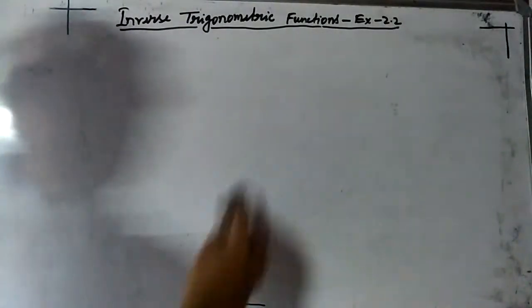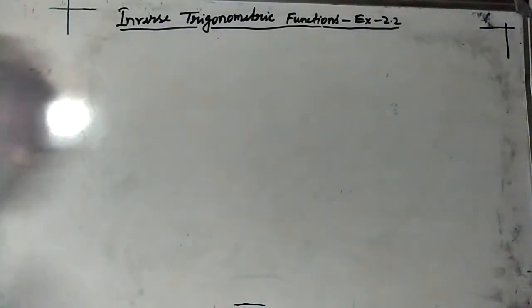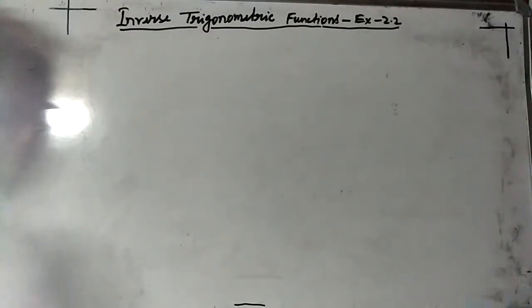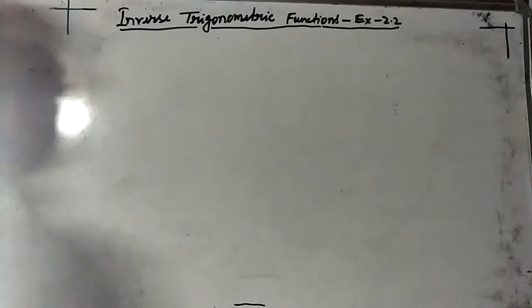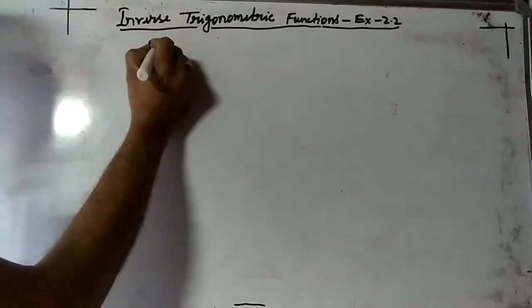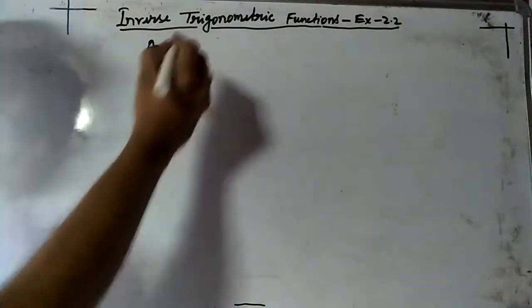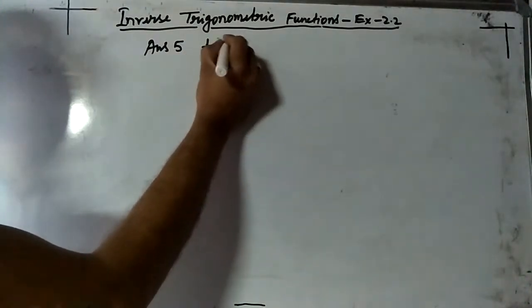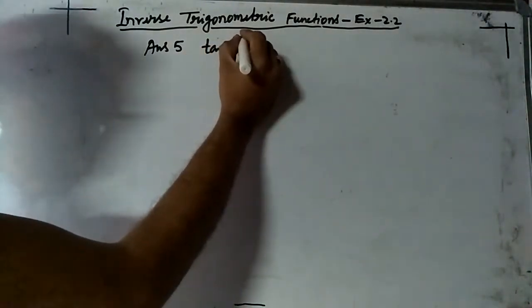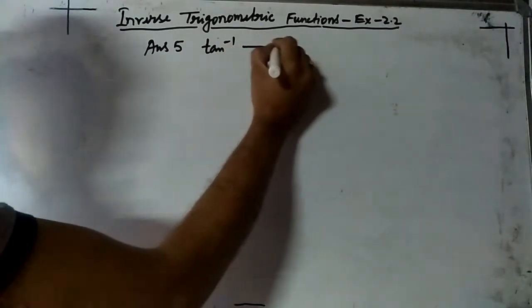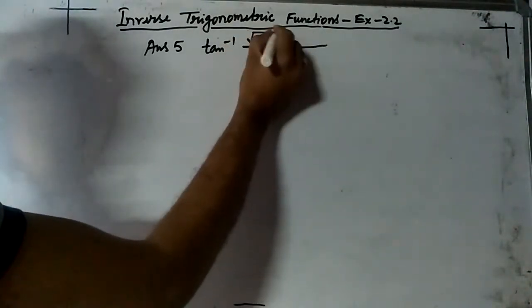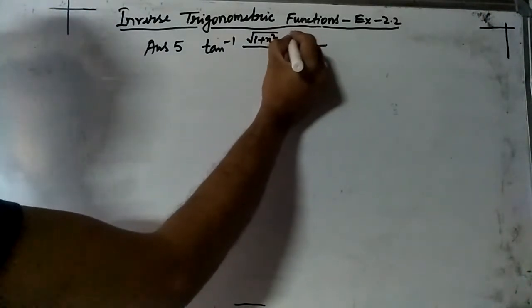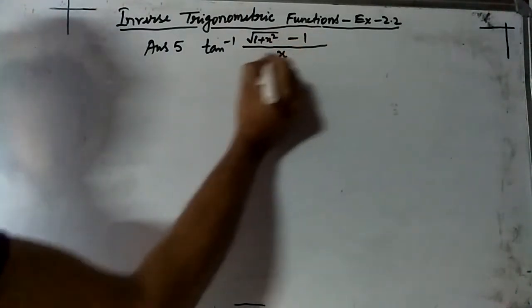They ask simplify, right? So we have to simplify these 4 questions. Answer 5. We have to simplify tan inverse of root over 1 plus x square minus 1 upon x.